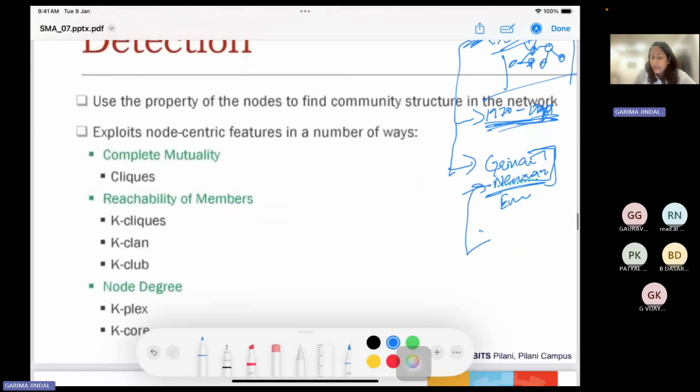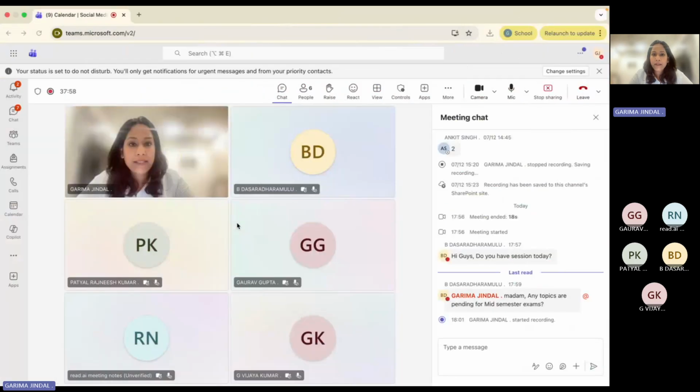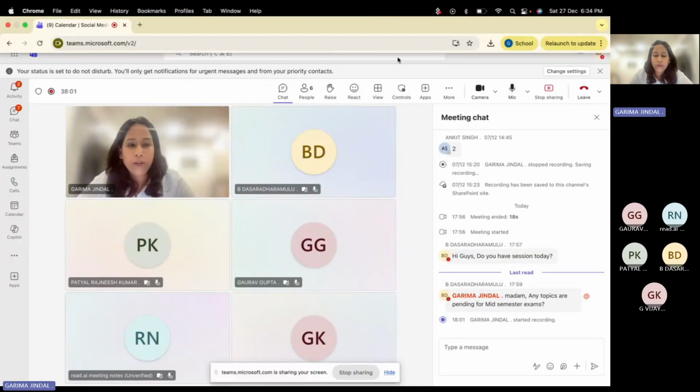Later on, Newman also gave another measure called modularity. Modularity is again a very important and groundbreaking piece of research in network analysis. The papers of Girvan and Newman are among the most cited papers in network theory. So with that history, let us start with our first category of solutions.